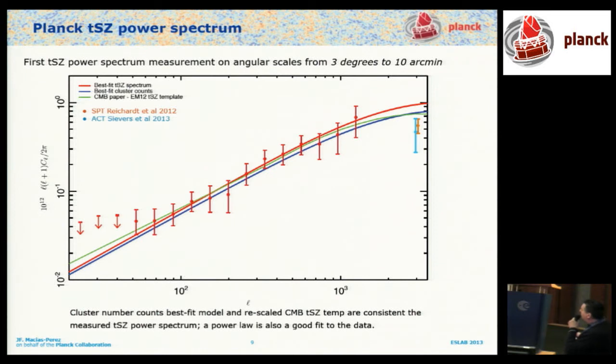I also plotted here the tSZ template that was used for the CMB analysis presented by George yesterday. And you can see that after scaling, it's also consistent with the data. Something which is also interesting to see is that the data here is just well represented by a power law.